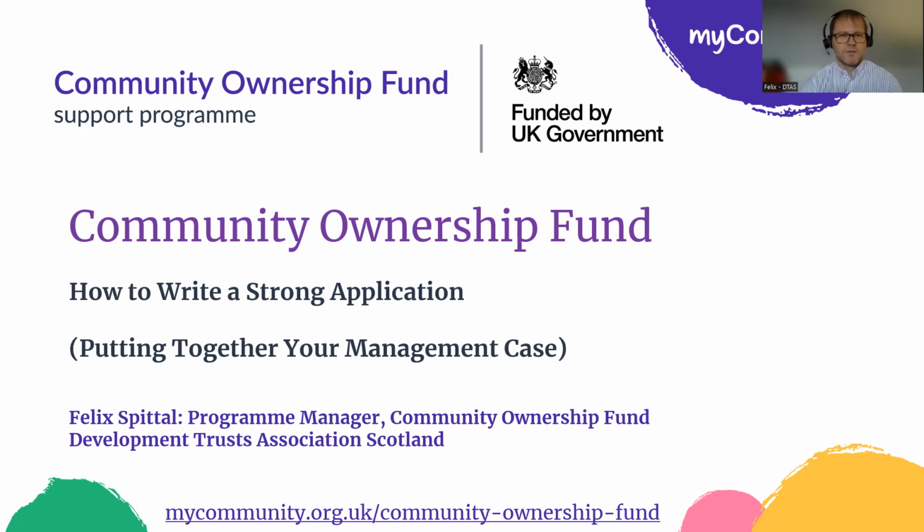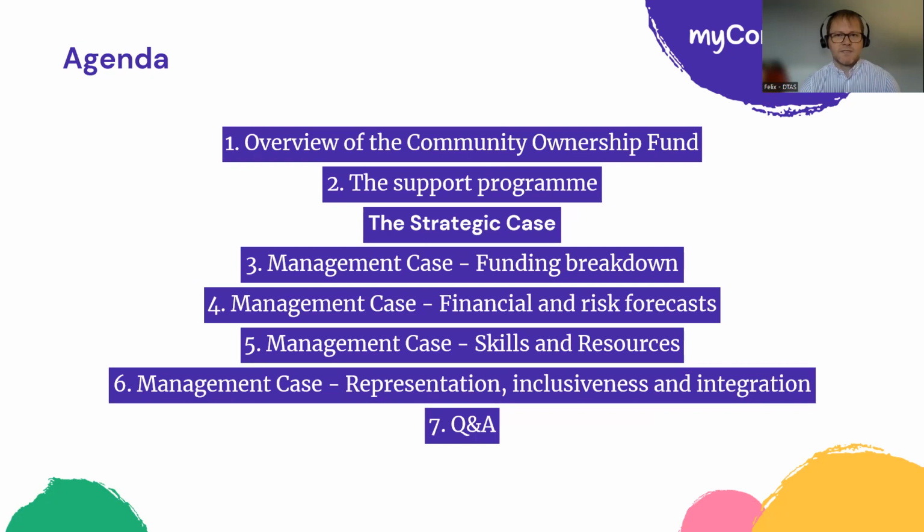Okay, let's just move on to the first slide. So what's the agenda for today? We're going to start with a quick recap of what the Community Ownership Fund actually is, the eligibility criteria, including changes that have taken place. We're going to look at what's available through the support program that I mentioned. We're going to have a quick look at the strategic case, and then we'll go through the 4 main elements of the management case and let you know what you need to include in your application, your supporting documents, and then we'll go into that Q&A session.